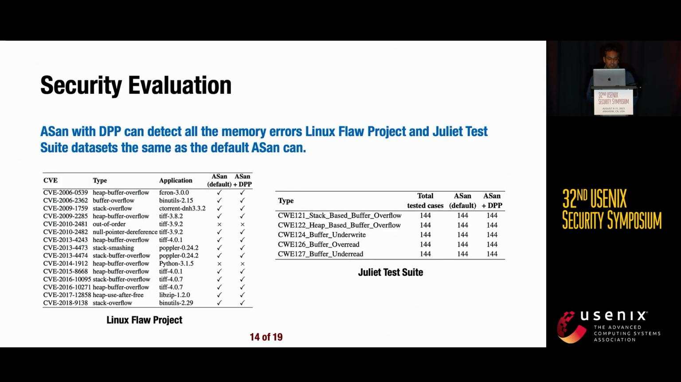So for the security evaluation, we wanted to see how AddressSanitizer with DPP performs. Basically, we wanted to see whether AddressSanitizer with DPP can detect all the memory errors from the Linux Flaw Project and Juliet Test Suite, the same as the default ASan can do. And we found out that ASan with DPP can do the same as the default ASan can do, but only with protecting the prioritized data objects.